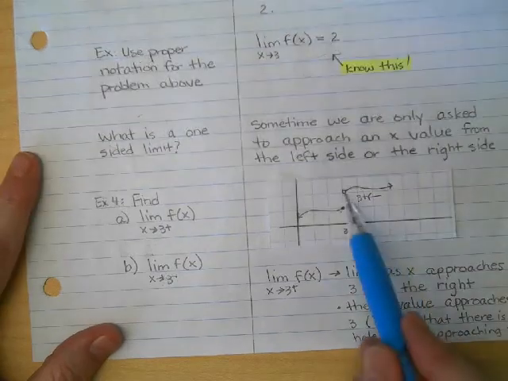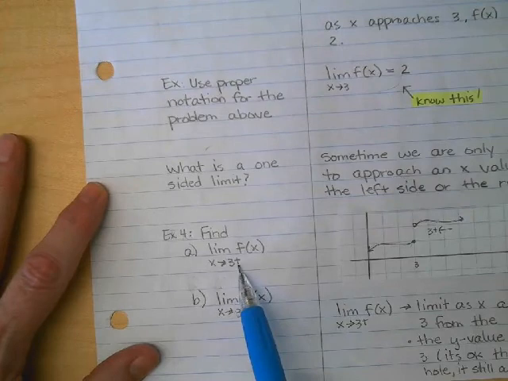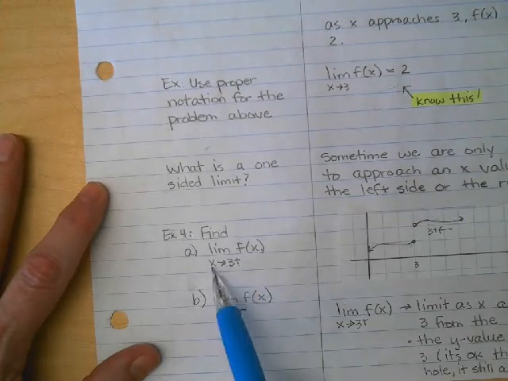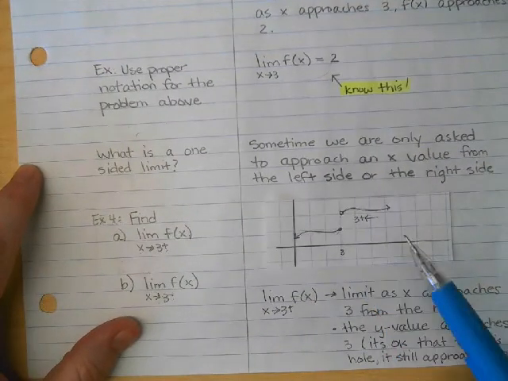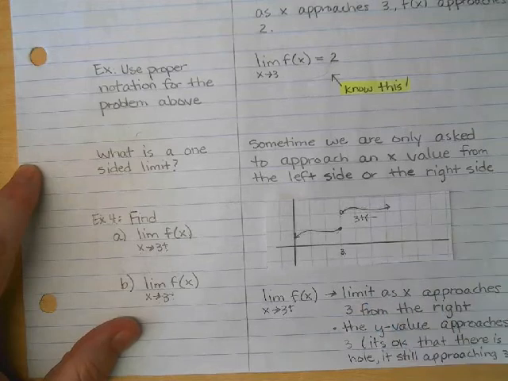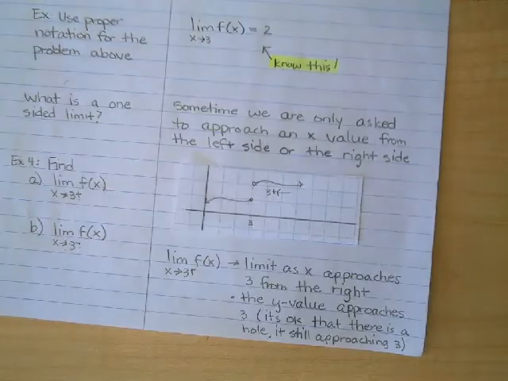So here's how I show it: the limit of the function as x approaches 3 from the right is 2. Now, I don't care if there's an open circle or closed circle. I don't care what's actually happening at 3. And that's why I've got down here, it's okay that there's a hole. It's still approaching 3.